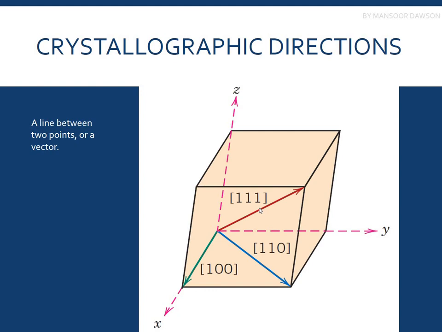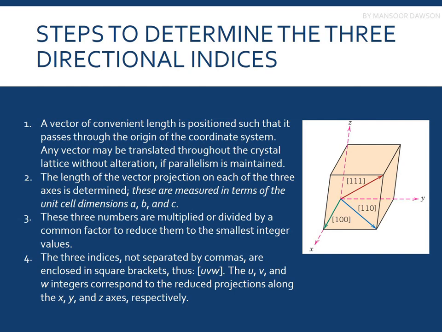which shows us the direction of a crystallographic lattice point. So we will be practicing some of the crystallographic directions, how to draw the directions, how to represent the directions in a cubic structure, and how to read these directions if we have a direction given in a unit cell structure. Okay, so there are some steps to determine the three directional indices.